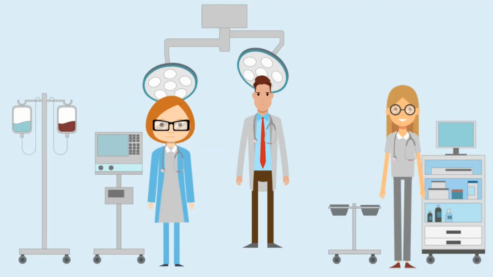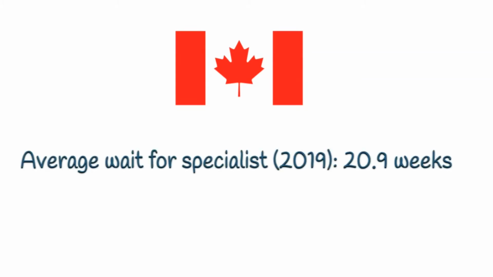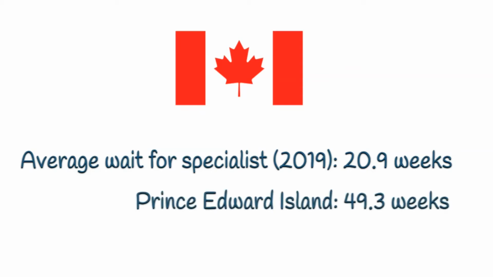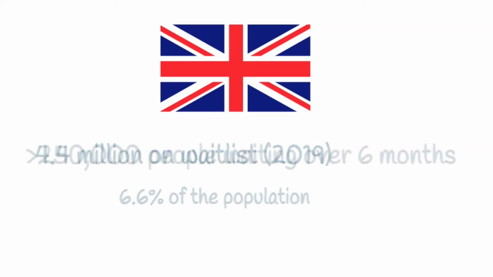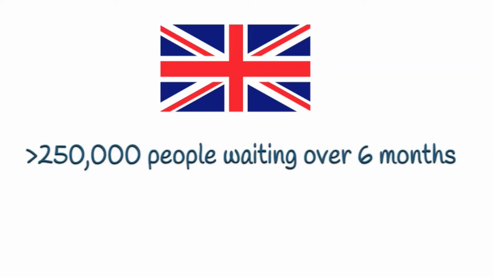Waitlists are pervasive in the healthcare sectors of many countries. In Canada, for instance, the average time to receive treatment from a specialist was 20.9 weeks in 2019. In one province, the average wait was 49.3 weeks. In the United Kingdom, 4.4 million patients were on waitlists in September 2019, or 6.6% of the total population. Over 250,000 patients had been waiting for over 6 months.